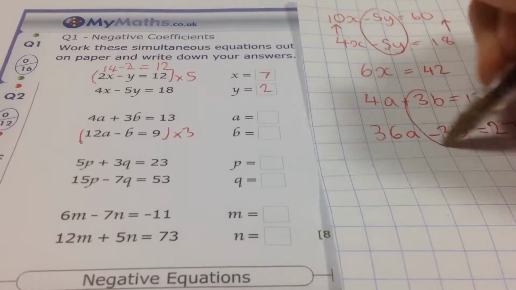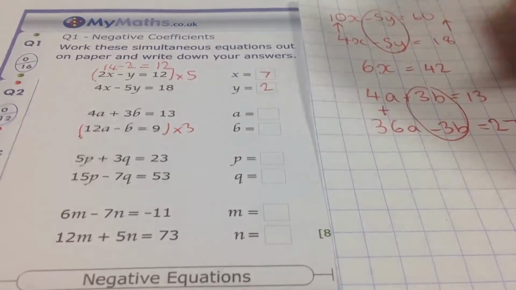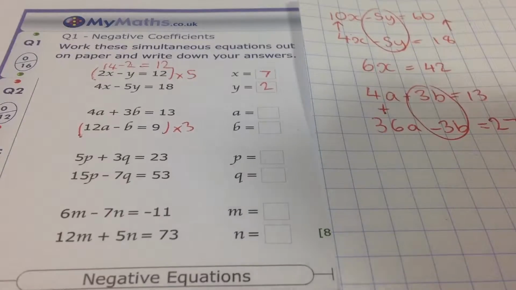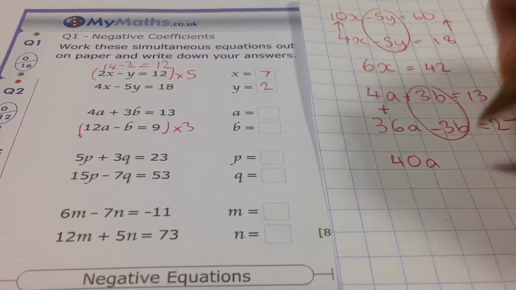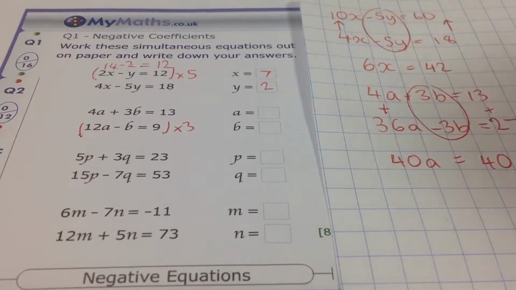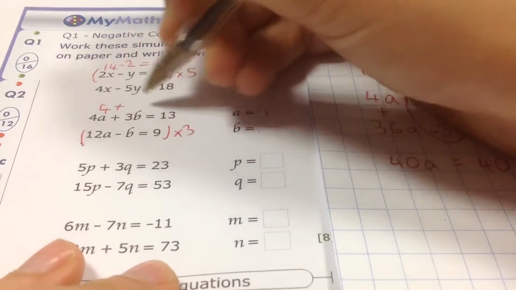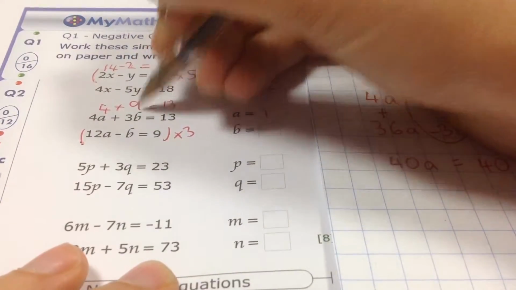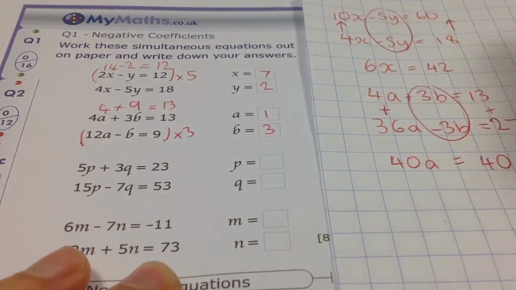My pair is an opposite pair. If it's an opposite pair, then we need to add. So 4a add 36a gives me 40a, and 13 add 27 gives me 40. And if 40a is 40, a must be 1. If a is 1, we've got 4 add something equals 13, 4 add 9 is 13, 3b is 9, 1b is 3.